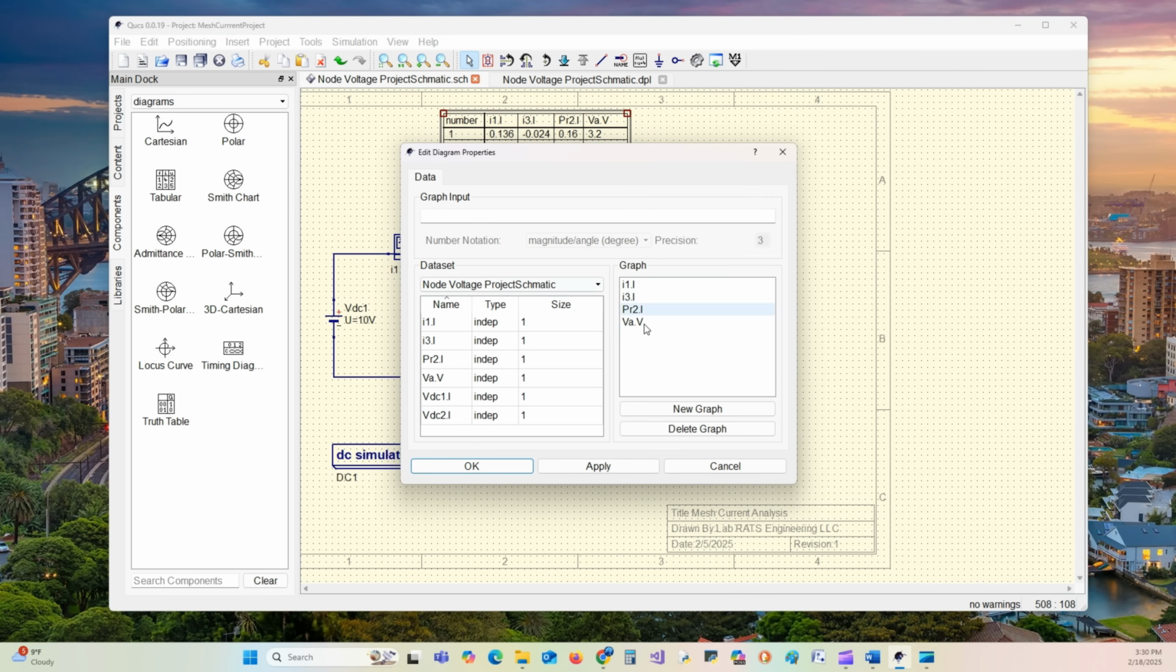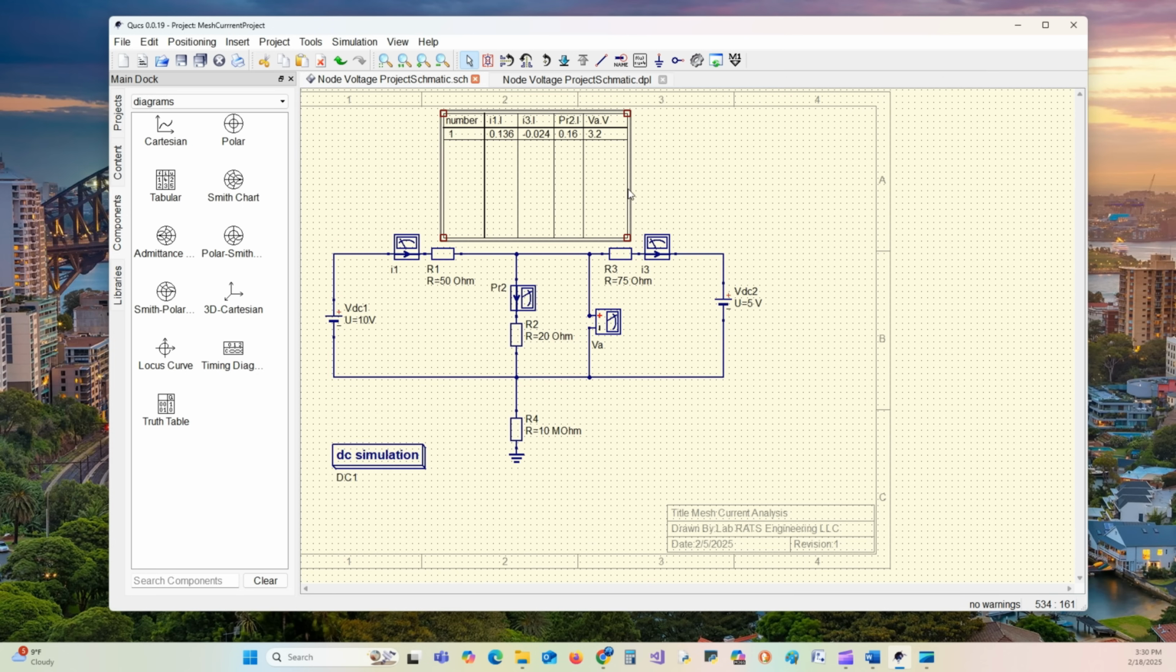I had to delete the probe 3, come down here. This was not here. It was empty. I said add that to show into the graph. I said apply. Hit OK. And voila. We get 3.2 volts, just exactly what we calculated using the node voltage method of circuit analysis.